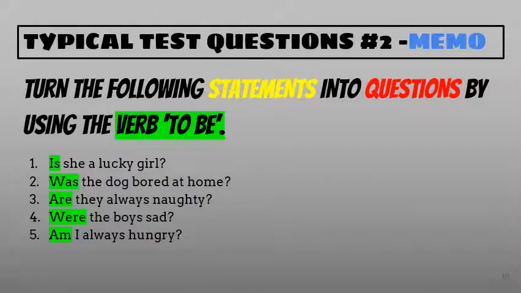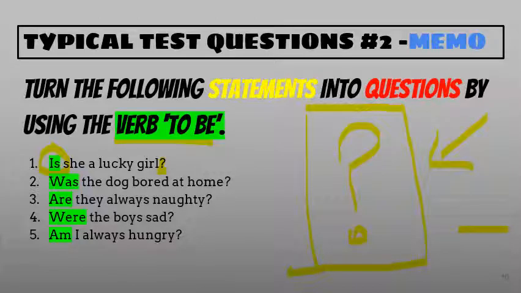I have to start with my verb to be. So my first statement was, she is a lucky girl. Therefore, I have to start with my verb to be. Is she a lucky girl? And I'm just going to put another big fat question mark here at the side so that you can always remember to insert that very important punctuation mark.